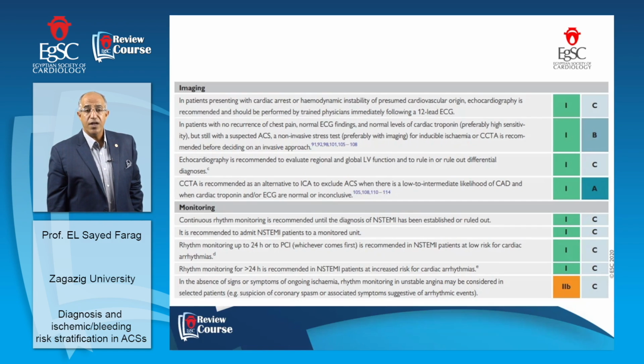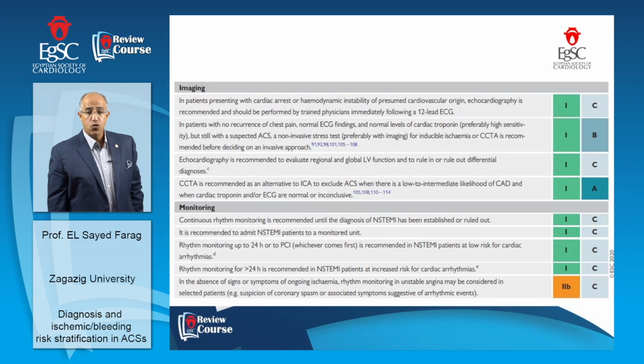In patients with no recurrent chest pain, a normal ECG, and normal levels of cardiac troponin, preferably high-sensitivity troponin, but still with suspected ACS, a non-invasive stress test, preferably with imaging for inducible ischemia, or CT, which is upgraded to a class 1 recommendation, is mandated before deciding on an invasive approach. So here we can see the preference for stress imaging and CT before mandating an invasive approach. Also, echocardiography is recommended to evaluate regional and global LV function and to rule in differential diagnoses.